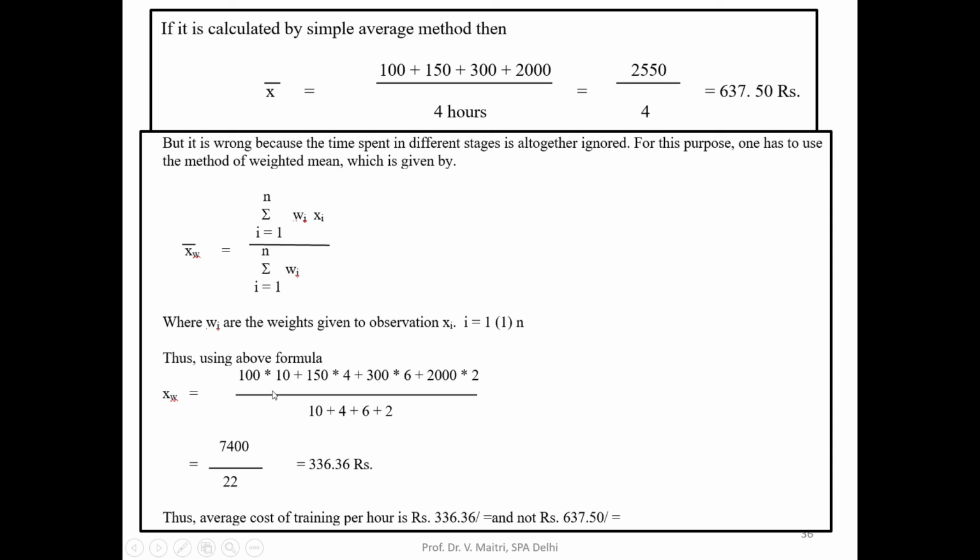So 100 multiplied by 10 plus 150 multiplied by 4 hours, 300 rupees for 6 hours and 2000 rupees for 2 hours training, and the total is the sum of weights, 10 plus 4 plus 6 plus 2. It works out to be 336.36 rupees. So average cost of training per hour works out to be 336 rupees per hour in place of 637 rupees. That's how we have to use the correct formula for computing the mean. We should not use the wrong formula, and if we do it, again we are on the wrong step.